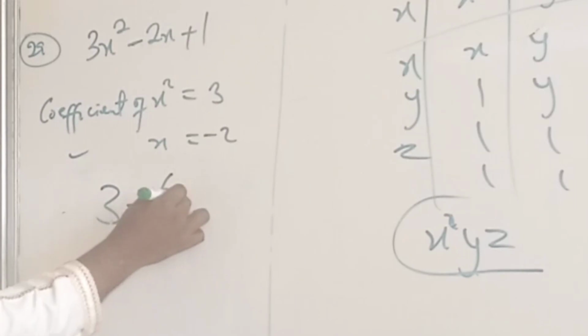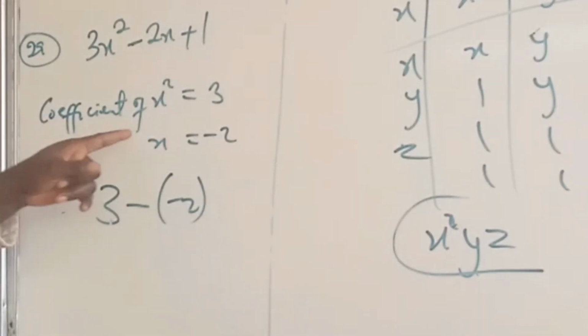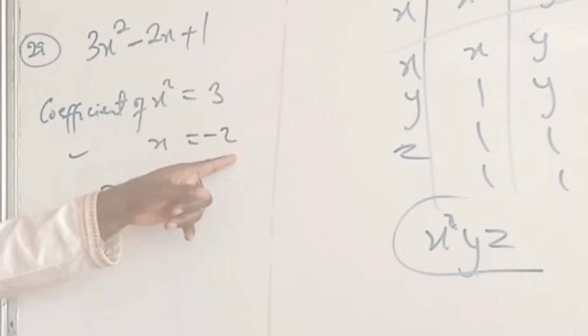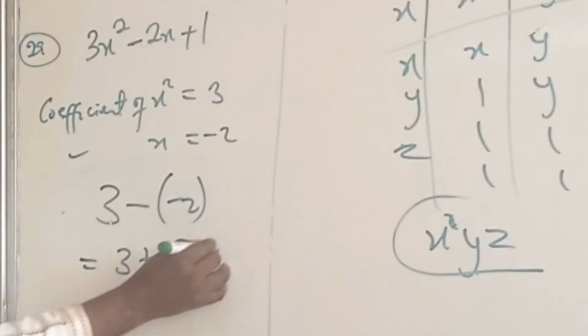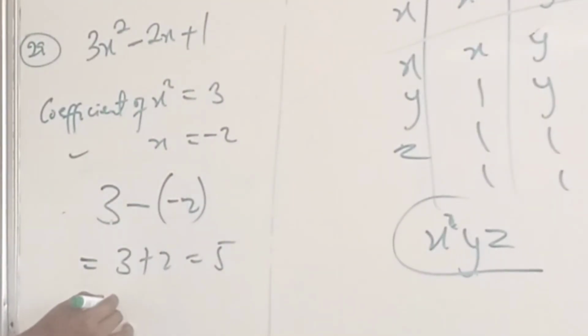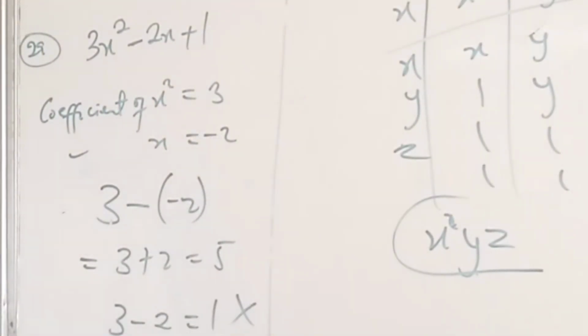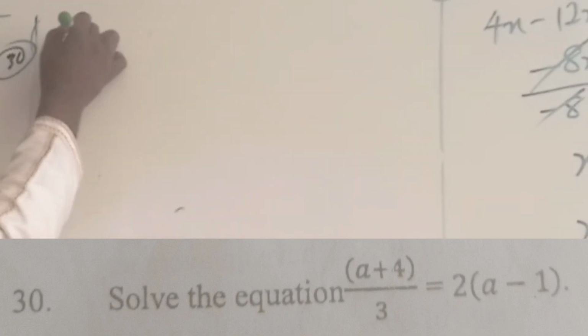X, which is what? Minus 2. The number there, please take note of this. Listen carefully. The number there is minus 2, not 2. So if you are not taking note, you miss it. In this case, this will give us 3 plus what? 2. That gives what? 5. But if you remove the minus from this one, you have 3 minus what? 2. That gives what? 1. You'll be wrong.